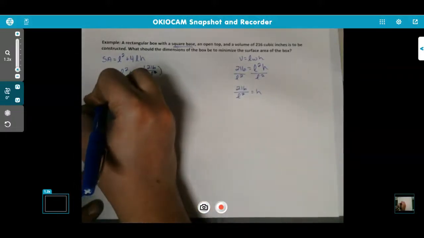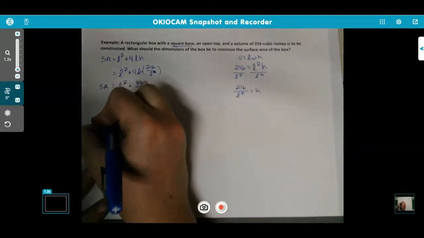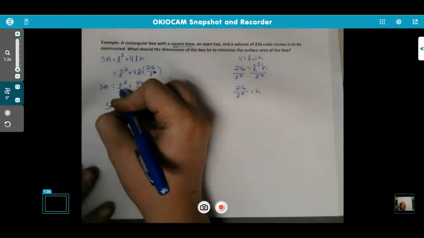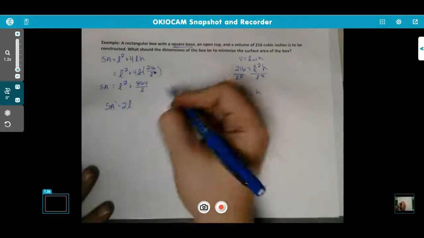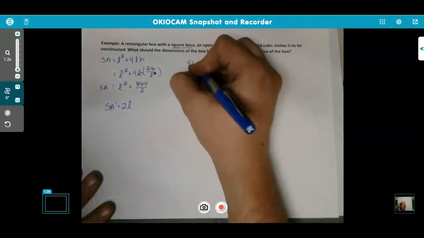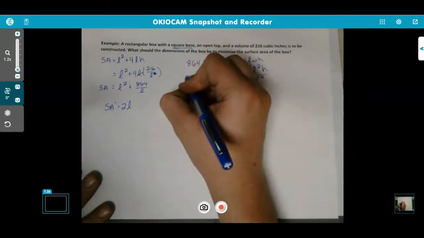So to figure out what the minimum is, I need to find the critical points. So we're going to take the derivative of that. The derivative of L squared is going to be 2L. The derivative of 864 over L, it might help if you write it as L to the negative 1. Bring the power down, so negative 864.